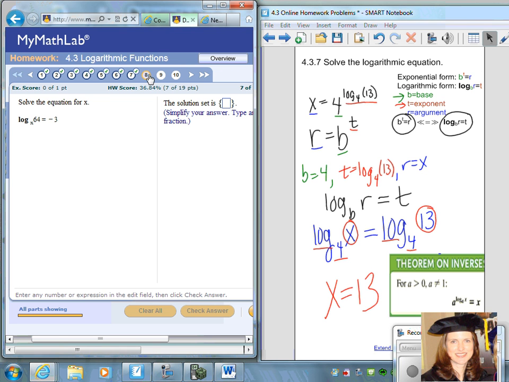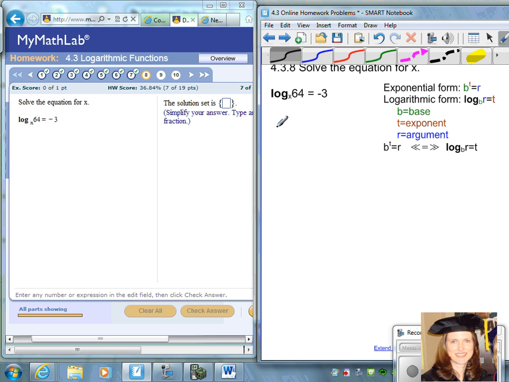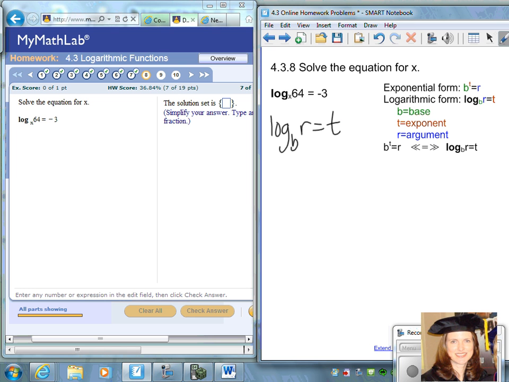Okay, let's look at number 8. For number 8, we have log base x of 64 equals negative 3. We want to solve the equation for x. The equation is in logarithmic form, and we want to convert to exponential form to solve the equation. Okay, it is already in the form of log base b of r equals t. We can pick out the three parts. b, the base, is equal to x. The exponent t is equal to negative 3, and the argument r is equal to 64.